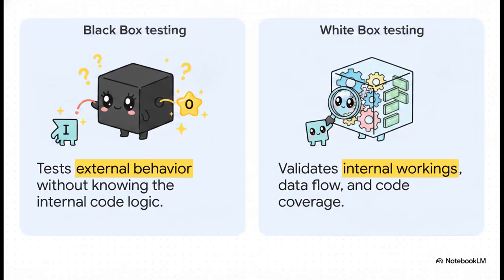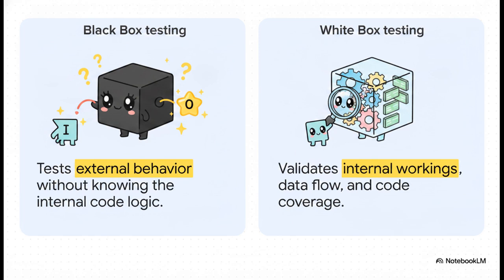Engineers generally tackle this from one of two main perspectives. On one side, you've got black box testing. This is where you basically treat the system like a totally mysterious box. You ignore the internal code logic entirely, and you just provide inputs to see if the external outputs behave the way they're supposed to. But on the flip side, we have white box testing. Now this requires deep code knowledge. You're actually opening up the system to validate its internal workings, the logic, the data flow, and ensuring you get maximum code coverage.